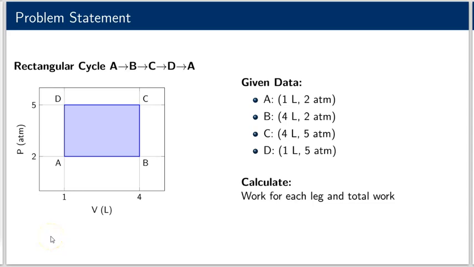Today we'll solve a rectangular cyclic process problem and calculate the work for each leg of the cycle. So we have a rectangular cycle with 4 states. State A is at 1 liter and 2 atmosphere. State B is at 4 liter and 2 atmosphere. State C is at 4 liters and 5 atmosphere. And state D is at 1 liter and 5 atmosphere. So we need to calculate work for each process leg and the total cyclic work.